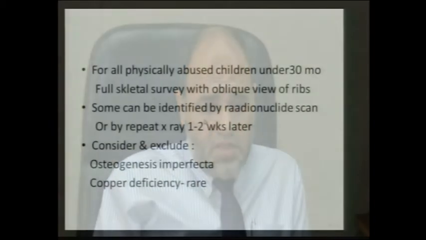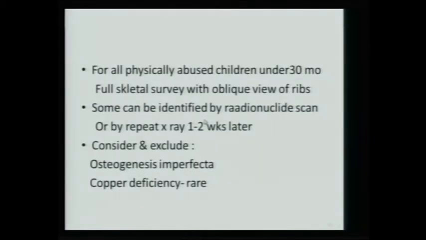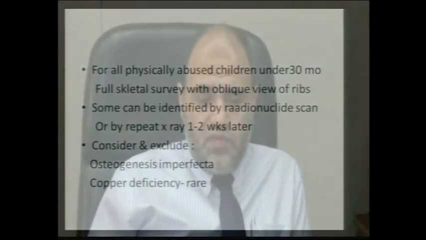For all physically abused children under 30 months of age, do a full skeletal survey with oblique views of ribs. Some can be identified by radionuclide scan, or if the X-ray is normal but there is still high suspicion of non-accidental injury, we can repeat the X-ray 1 or 2 weeks later. At the same time, we have to consider and exclude osteogenesis imperfecta from the history, family history and examination. Also copper deficiency, which is really rare.